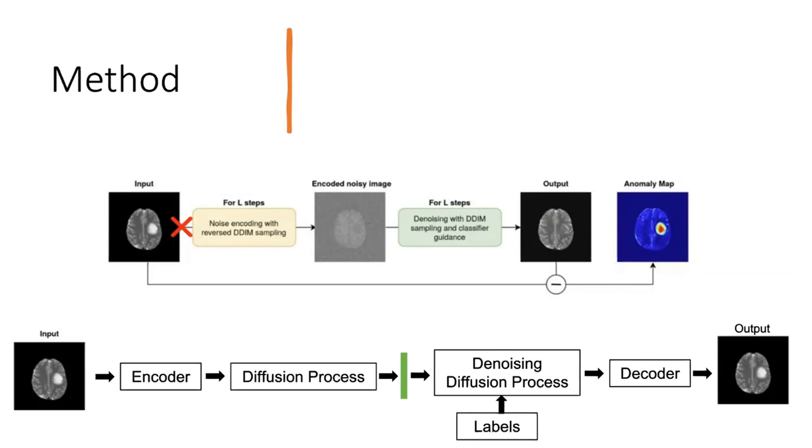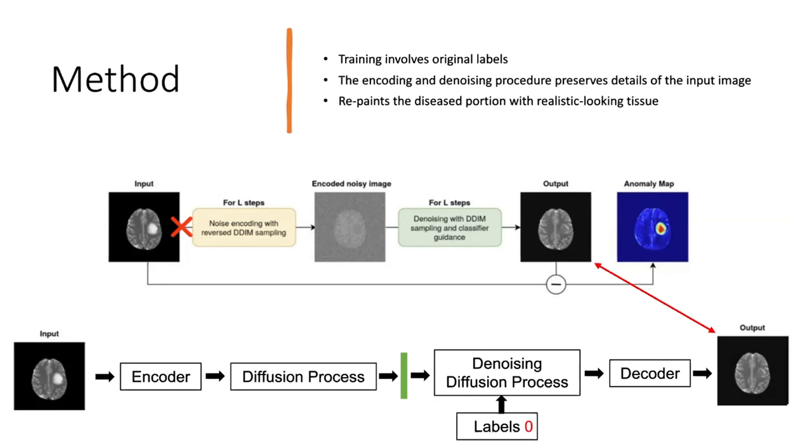How? Because at inference, we will only pass the label 0. So if we just pass label 0, we get a clean image. That clean image at inference is different from the input image, and based on that, we get this anomaly map.